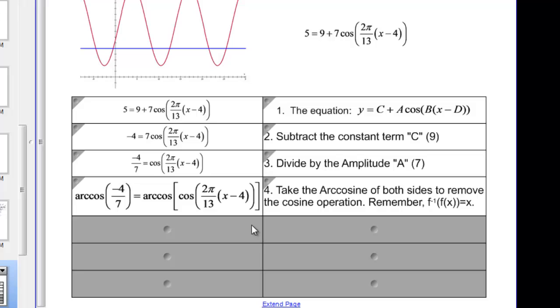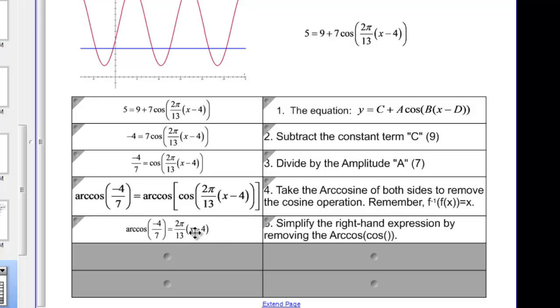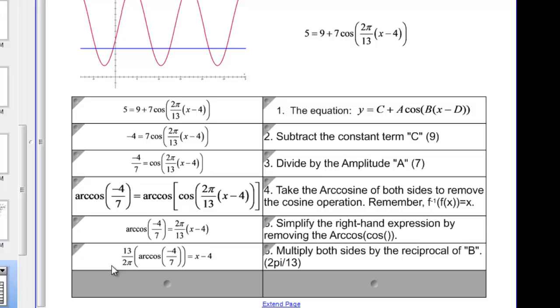And as we can see, the arc cosine and the cosine will cancel each other out, and we'll be left with just the expression inside the cosine, 2 pi over 13 times (x minus 4) on the right, and the arc cosine of negative 4/7 on the left. Now we have the 2 pi over 13 blocking us from the x, so we're going to multiply both sides by 13 over 2 pi, or the reciprocal of b, which leaves me the 13 over 2 pi times the arc cosine of negative 4/7 on the left.